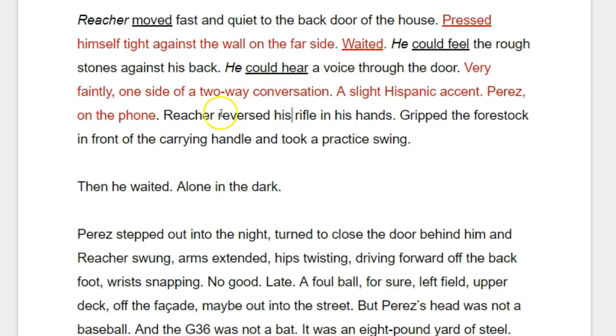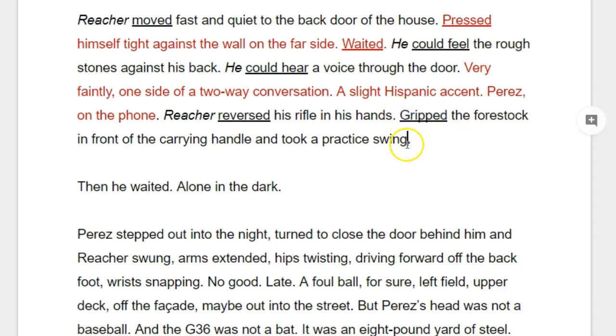Reacher reversed his rifle in his hand. So we have a verb here, and we have a subject, Reacher. Also, by the way, by missing out those pronouns in some of those sentences, it avoids a horrible repetition of he, or Reacher, Reacher, Reacher. And repetition at the beginning of sentences is very ugly.